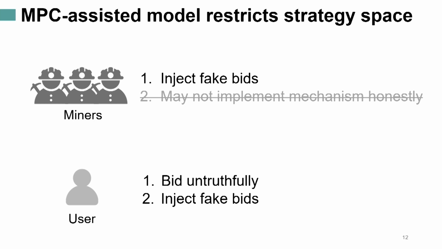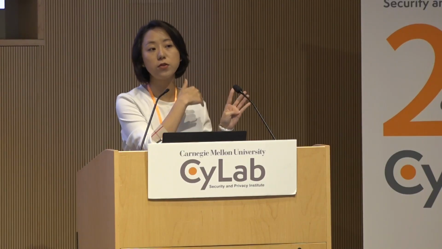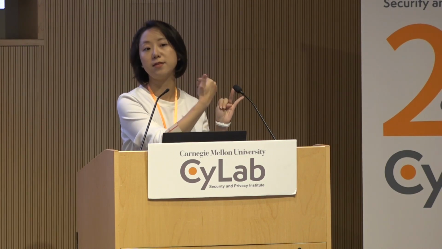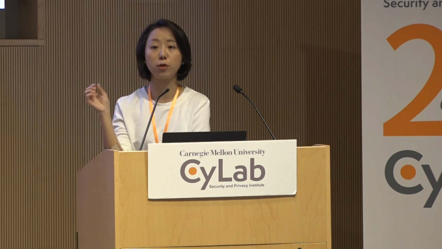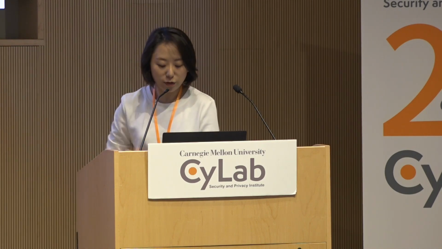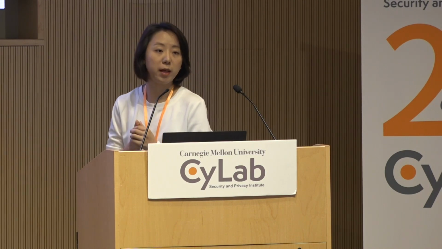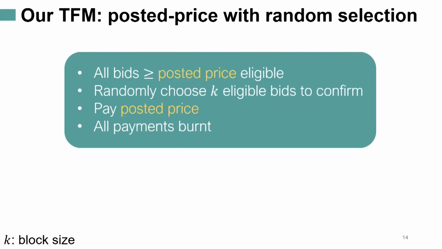But still, they can inject fake bids, and we still care about incentive compatibility against individual users, against miners, and against miner-user coalitions, which now may contain several miners. So although the MPCL system model guarantees honest implementation, it does not just reduce the problem to a classical auction design. Now with this guaranteed honest implementation, let me show you what a good transaction fee mechanism is. It is very simple: a posted price auction with random selection.